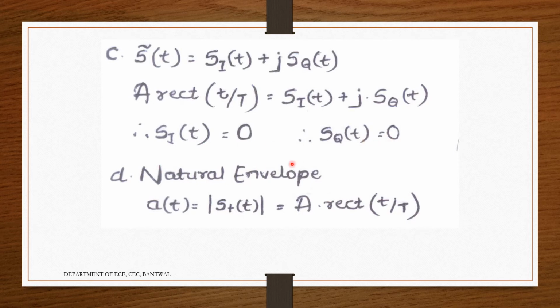The natural envelope is nothing but a of t, the magnitude of s plus of t. So this we have considered as a magnitude, A into rect of t by T, because it is going to take the magnitude of A, and it is going to take the shape of this rectangular function with the width of this one. So the natural envelope is what? What is the width here?